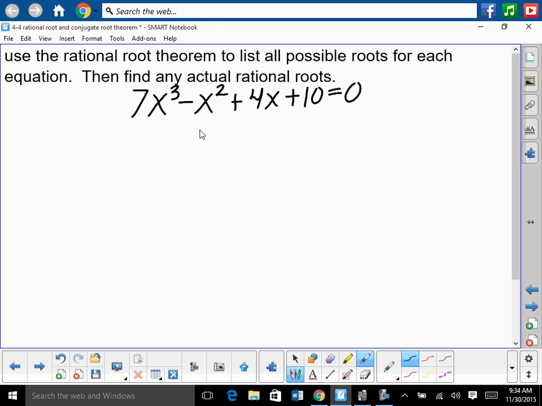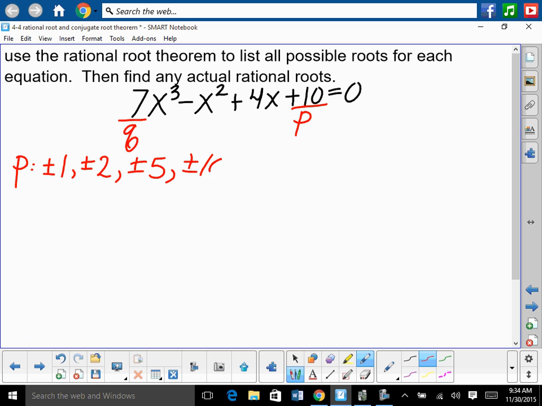All right, so we have 7x cubed minus x squared plus 4x plus 10 is equal to 0. We're going to use the rational root theorem to list all possible rational roots. So the first thing you do is identify q and p. That's q, that's p. List out all possible factors. I always start with p because it's p divided by q. So plus and minus 1, plus and minus 2, well, multiplies to be 10, right? Plus and minus 5, plus and minus 10. Is everybody okay with that? Q, plus and minus 1, plus and minus 7, the only two things to multiply to be 7. So then we list out all possible p divided by q.